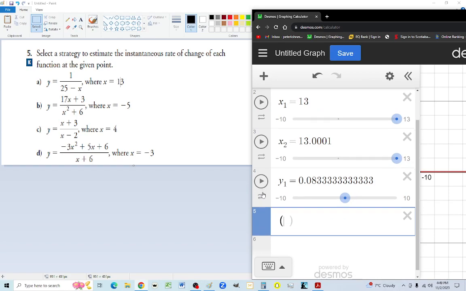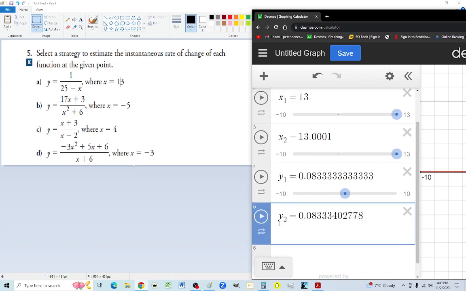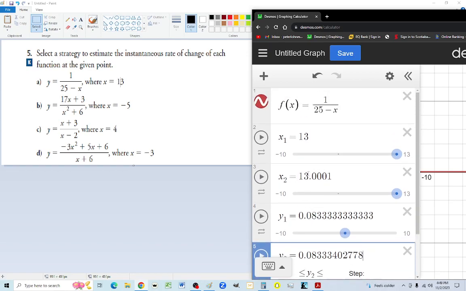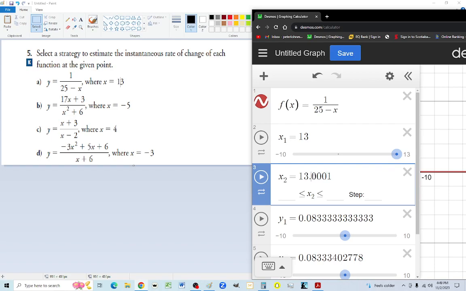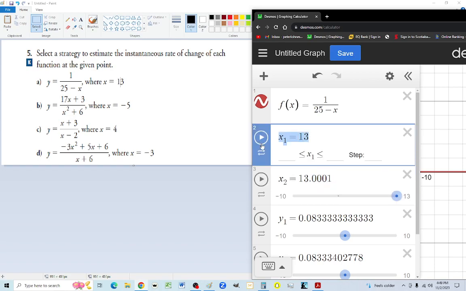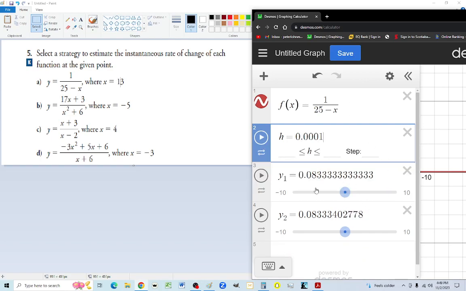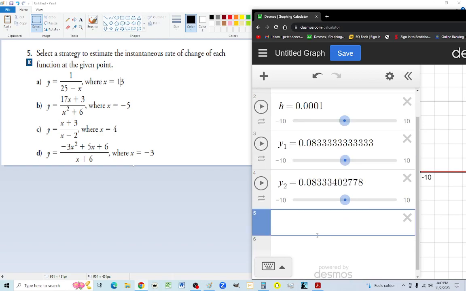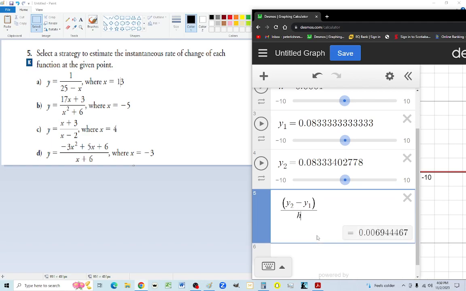And my y2 is going to be f of x2. So this is going to be my y2. Now notice that when I subtract this, that is my h. So it's just going to be this decimal here. I could just write my h as that decimal, and I can just skip x2 and x1. Now, let's see what happens when I do y2 minus y1, all divided by h. So that should be the answer I get.